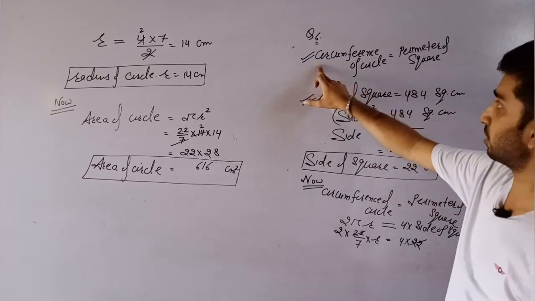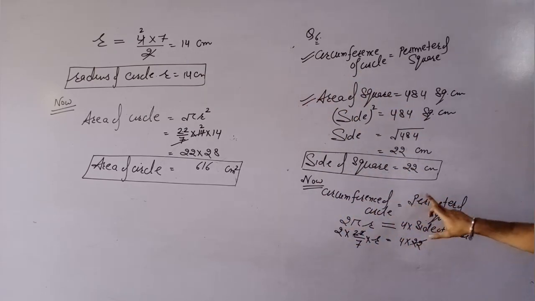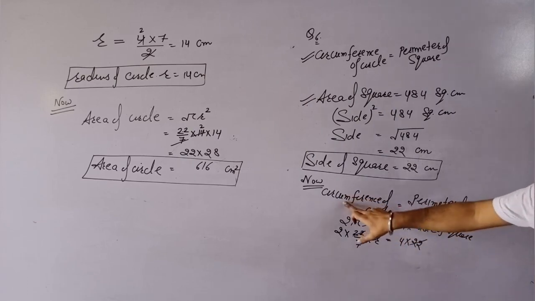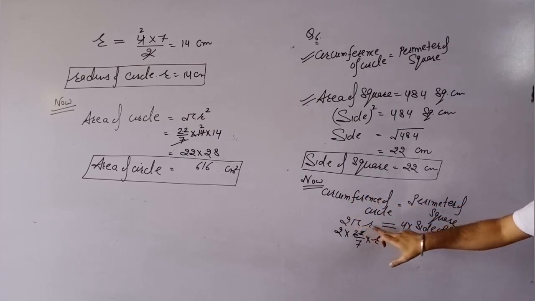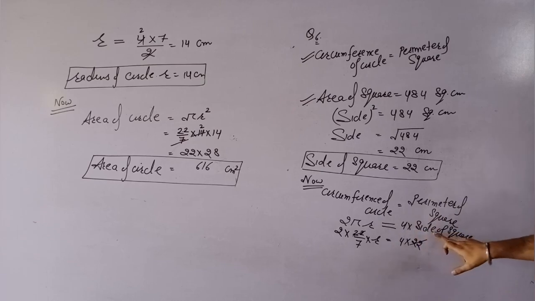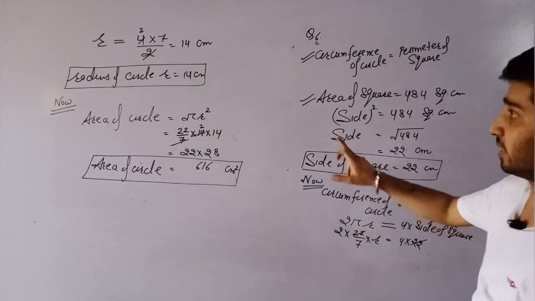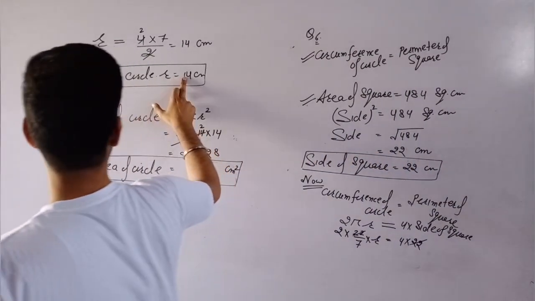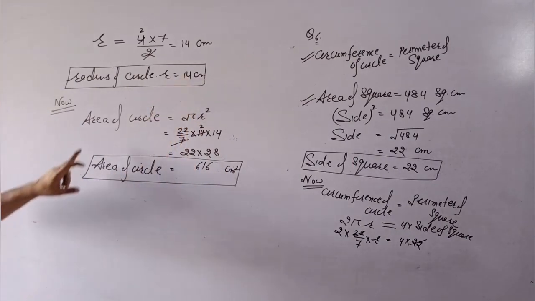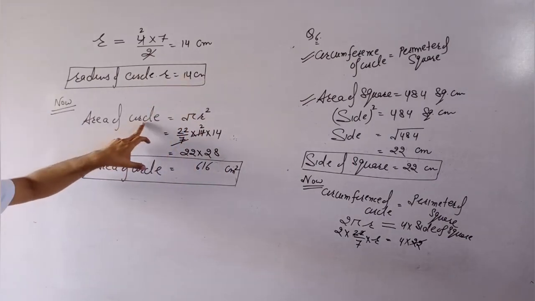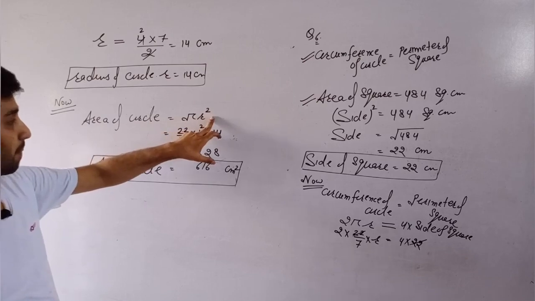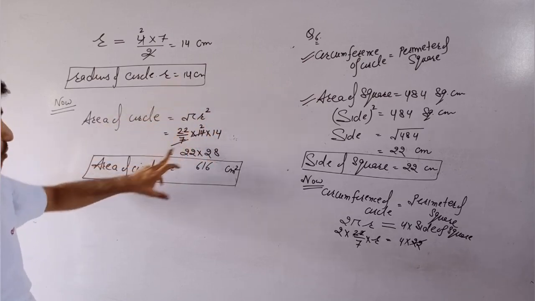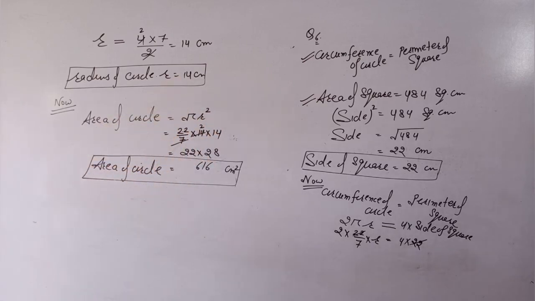Now by using the relation circumference of circle is equal to perimeter of square, we know that circumference of circle is given by 2 pi r and perimeter of square is 4 multiplied by side of square. By using this, we will find the radius of circle is 14 centimeter. Now according to question, we have to find the area of circle, which is pi r square. So by putting the values, we have found that area of circle is 616 centimeters square. Write down, then we will discuss further questions.